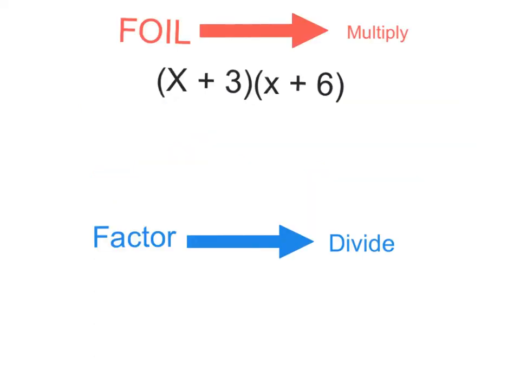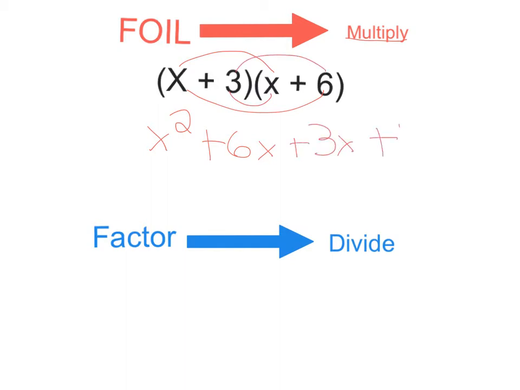Before we start factoring, let's just do a real quick review of how to FOIL. FOIL is when you are multiplying two binomials. You multiply the first terms, so x times x is x squared. Outside terms, x times 6. Inside terms, 3 times x. And last terms, 3 times 6. And then we combine our like terms. So x squared plus 9x plus 18.